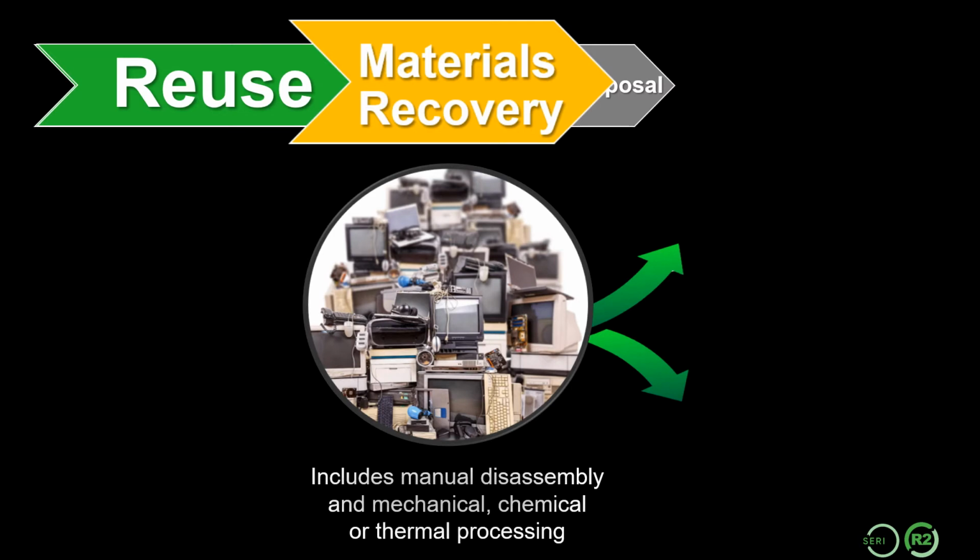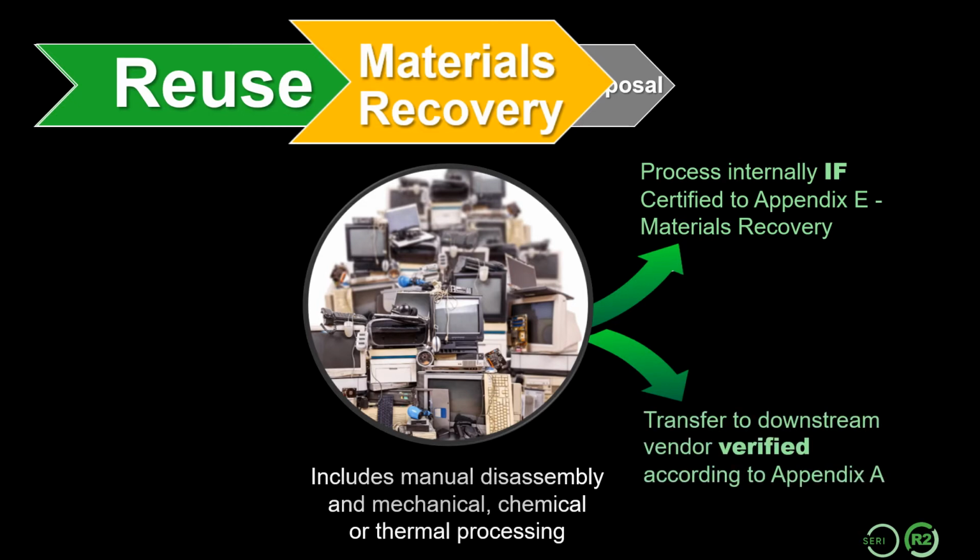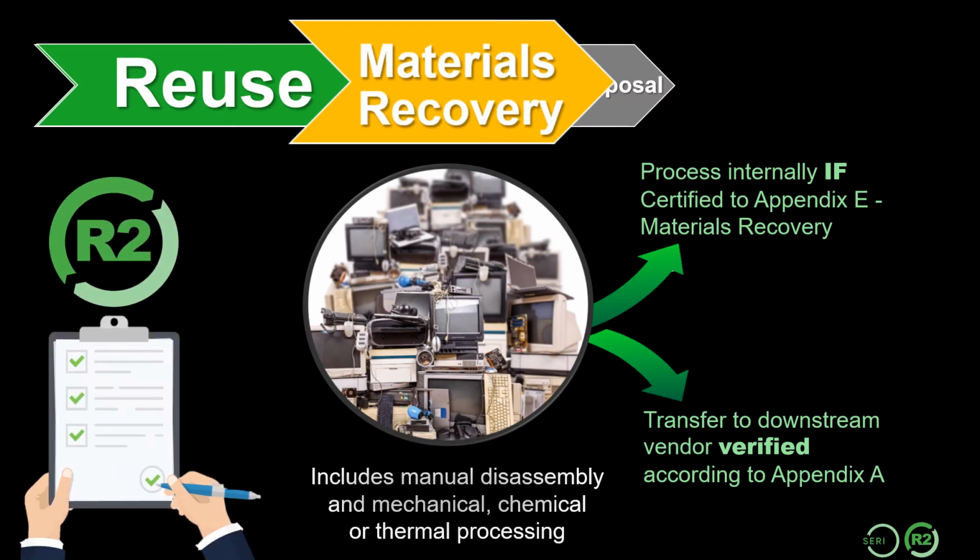An R2 facility has two options at this point. They can either process the materials themselves if they're certified to Appendix E, Materials Recovery, or transfer the material to a downstream vendor that has been verified according to the requirements of Appendix A, Downstream Recycling Chain. By following one of these two options, the R2 facility guarantees that any materials categorized for materials recovery will be handled responsibly, and that all focus materials, those materials that require extra care during processing, will be processed according to R2 requirements.